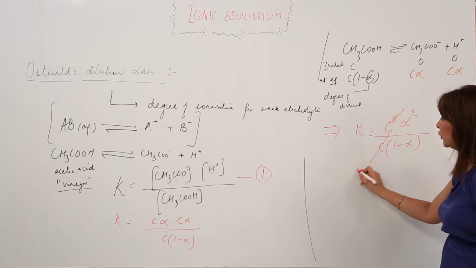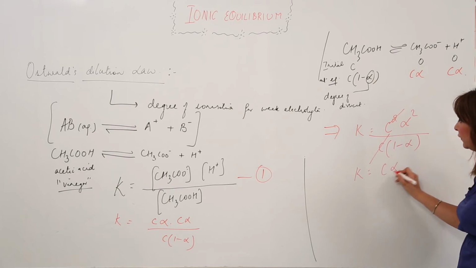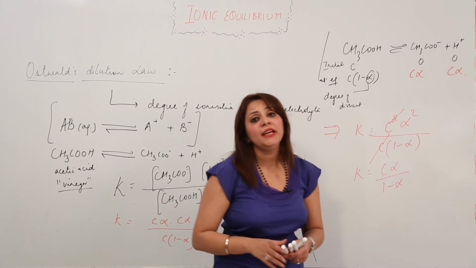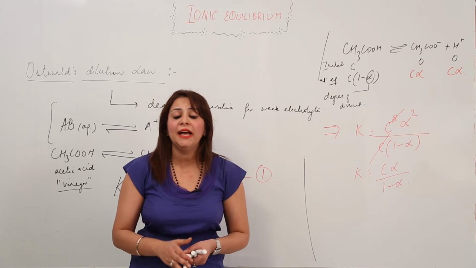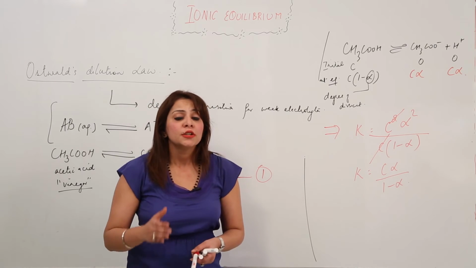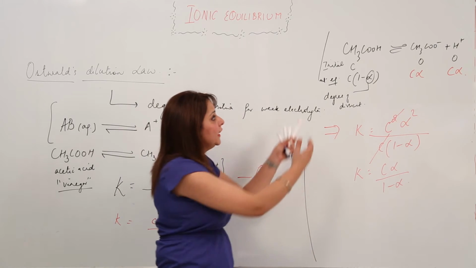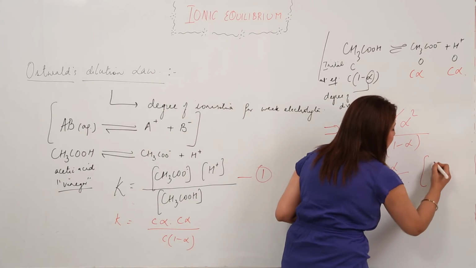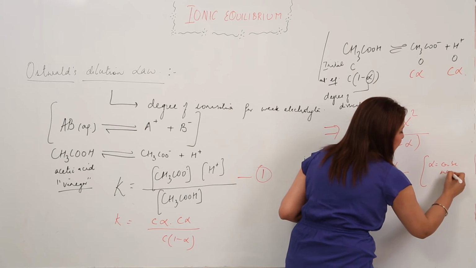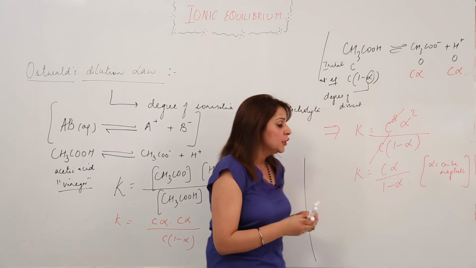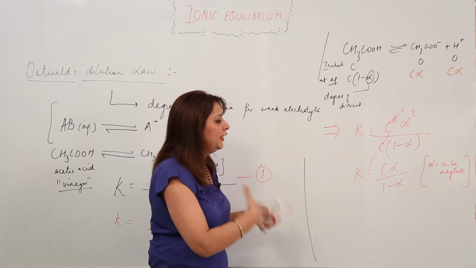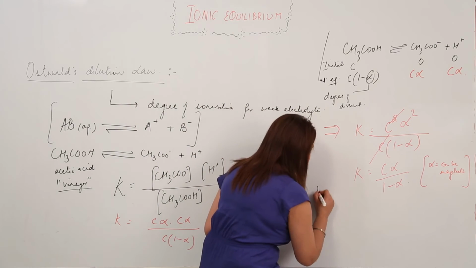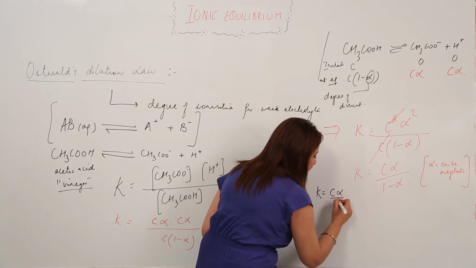Here C cancels out, so we are left with K is equal to C alpha squared upon 1 minus alpha, right? So now if I consider it as a weak electrolyte, we know that in case of a weak electrolyte, the degree of dissociation is too small. So alpha can be neglected in the denominator, because the degree of dissociation is too small. After removing it, what I get is K is equal to C alpha upon 1.